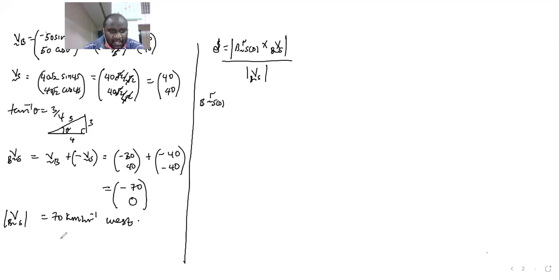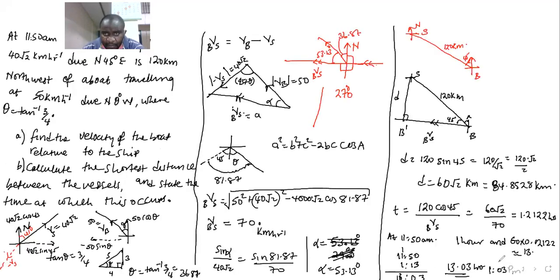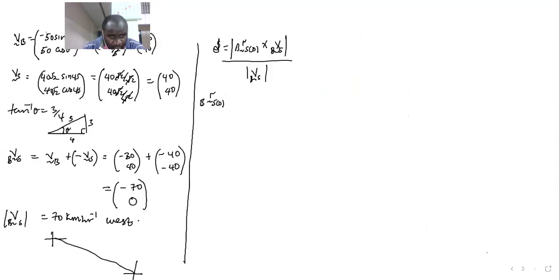Initially, what did they say? They told us that the ship was northwest of the boat. Northwest of the boat, making an angle of 45 right here, and at 120 kilometers away.